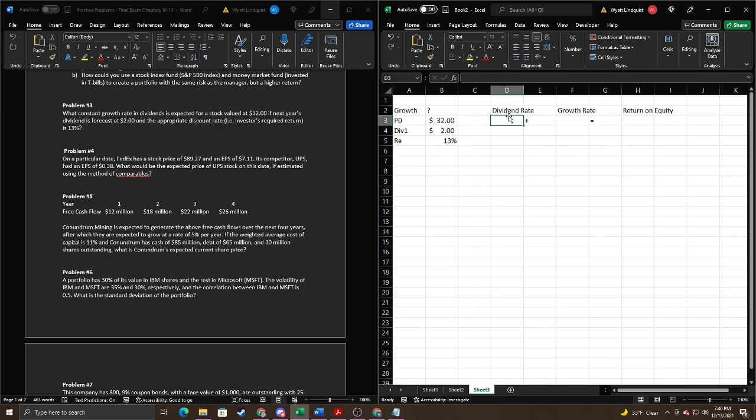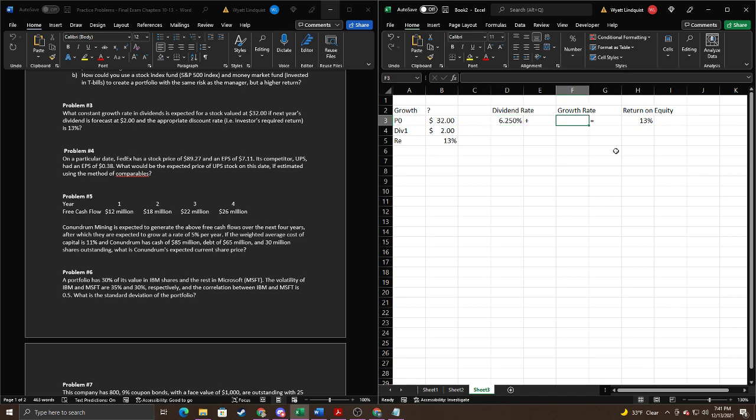So this is a lot easier to think about. Essentially, the return that investors expect comes down to two things. They expect the dividend payout and the growth payout, and that's going to give you the return on equity. So return on equity we know is 13%. We don't know the growth rate, but we can calculate the dividend rate. And the dividend rate is just the dividend in 1 year divided by the price this year. So we're going to make that a percentage, and we're going to add some decimals.